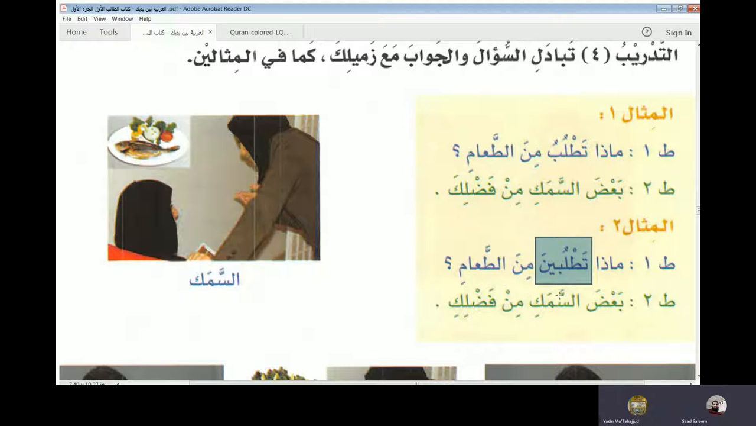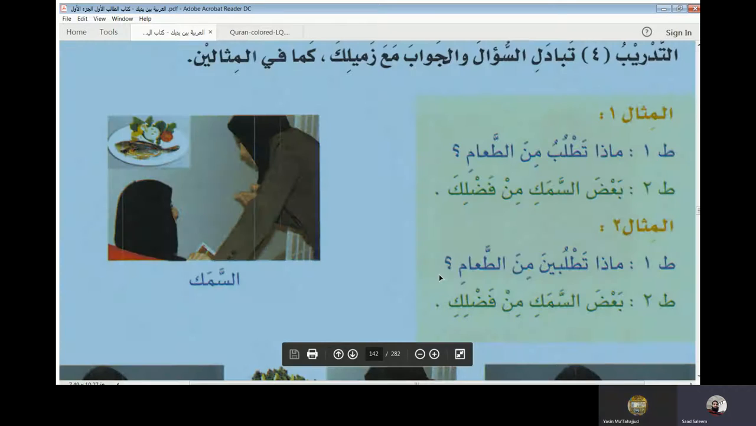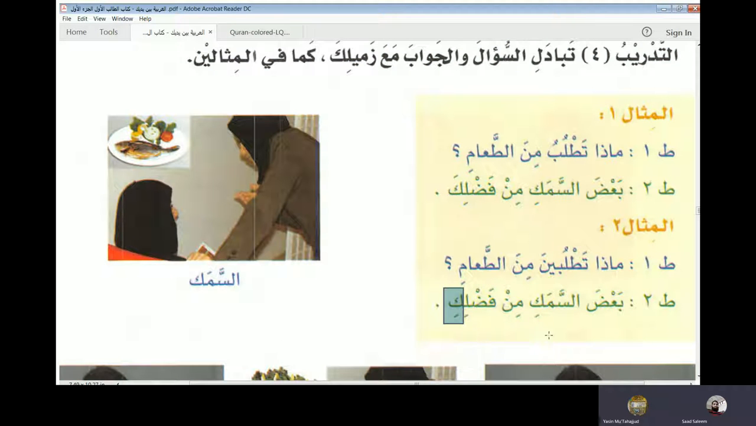Why are we using kasra with ta here? Kasra with ta because it's possessive. It belongs to him. Because of this harf jar, we are using kasra here. Why are we using fatha here? Because he is talking to a second person male, fadlika. Ka is used for second person male. Why are we using ki here? The second person female.